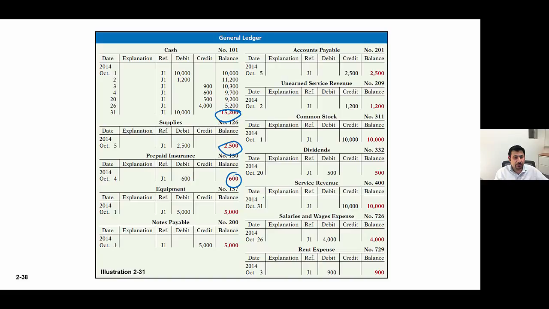And as you can see, the accounts in the ledger are posted in the order as they appear on the financial statements. We start with assets, then we have liabilities, we have stockholders' equity, then we have the income statement accounts, revenues and expenses.